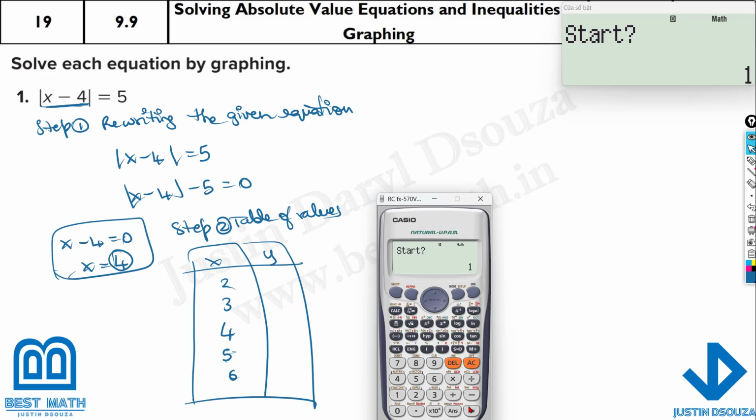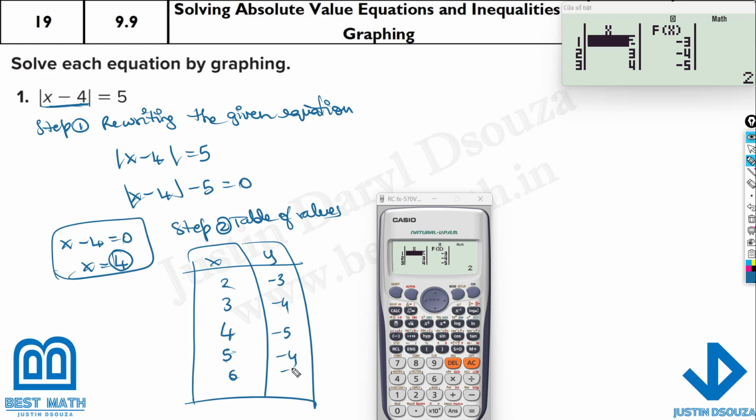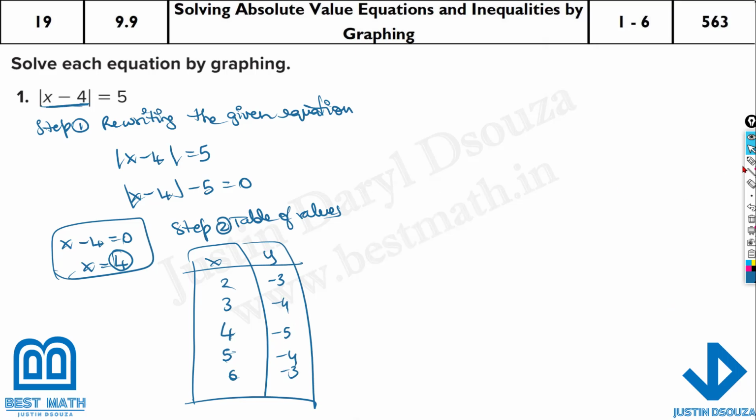Now just press equal. It's only one equation we are solving. Start at 2, end at 6, and step 1. Here we go. These are the values. We can see it's minus 3, minus 4, minus 5, and then it will repeat itself as minus 4, minus 3. It's not going to keep decreasing because this is the dipping point, and then it again goes up. Step 2 is done.